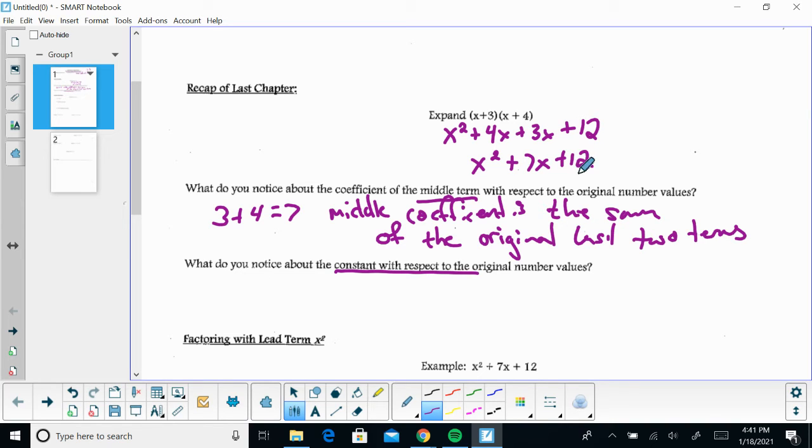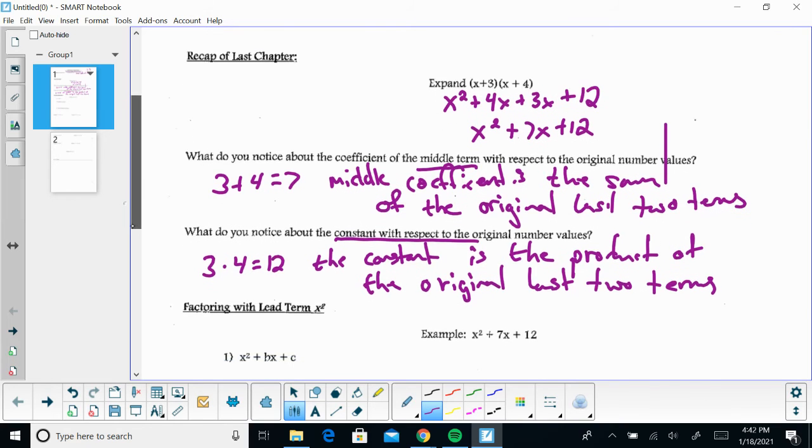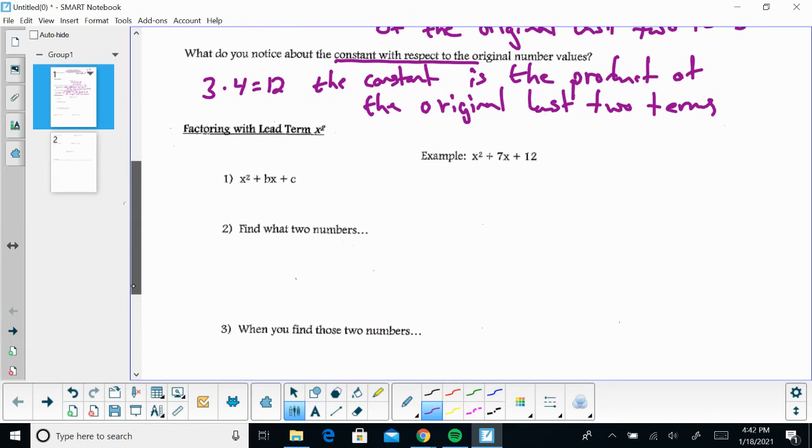And what do we notice about the constant with respect to the original? Well, the constant is 12. If I'm looking at my original problem, how could I get 12? 3 times 4 equals 12. So the constant is the product of the original last two terms. That's very important because we're going to use that knowledge to go in reverse.